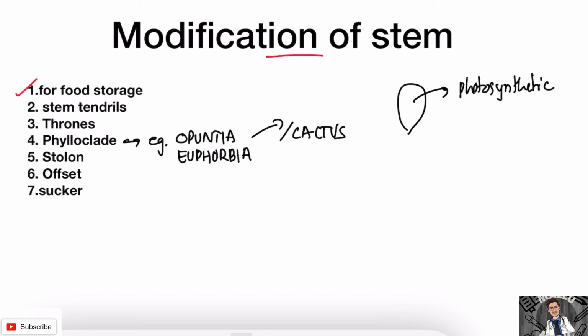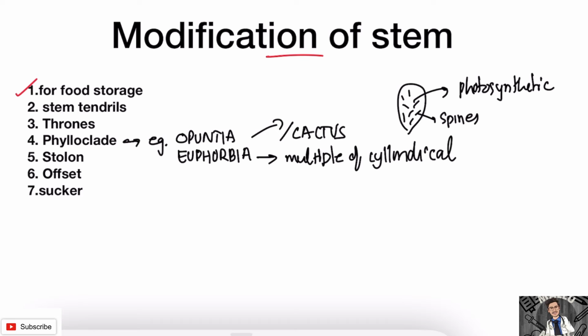Alright, this is to reduce transpiration, and all this you will learn in your respiration in plants chapter. And over here the leaves are reduced to become spines. Now, in euphorbia, instead of this flattened structure, here you have multiple cylindrical structures. Okay, so that completes the phylloclad.